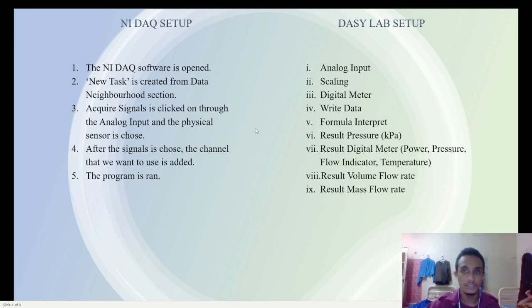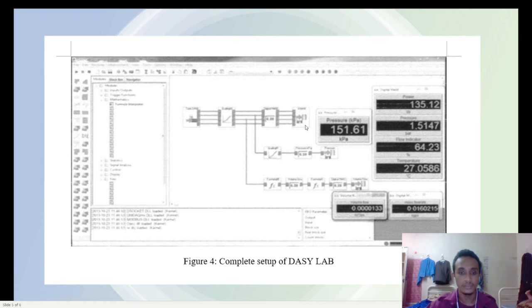And then we open the DesignLab setup, and we choose the analog input, and we add the scaling, digital meter, and the right data, and then we add the formula interpreter. Then we add the result pressure, result digital meter, power, pressure, flow indicator, and temperature. To that, we add the result volume flow rate. And lastly, result mass flow rate. And this is the complete setup of the DesignLab.